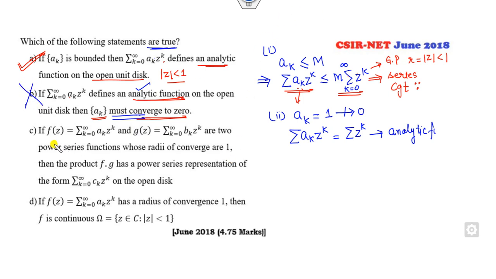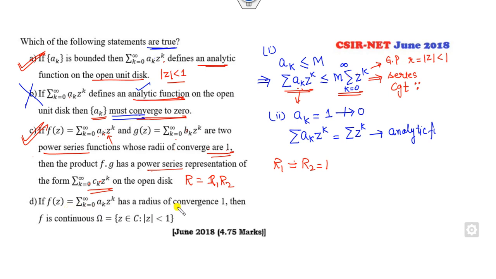Look at this another one. If f and g are two power series with a radius of convergence 1, then the product is also a power series. Yes, that's true. And this is also obvious, because if these are power series, then you will get this. If these are power series with radius of convergence 1, then the product of the power series is also a power series with the radius of convergence as the product of them. So if R1 and R2 are both 1, then the radius of convergence of this is R1 into R2, which is 1.